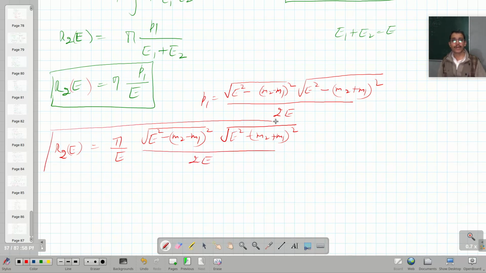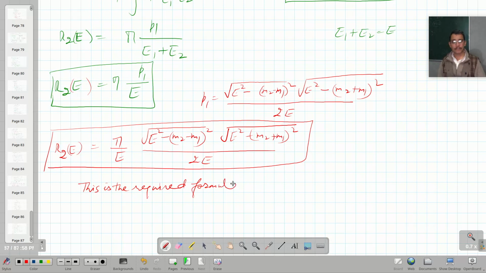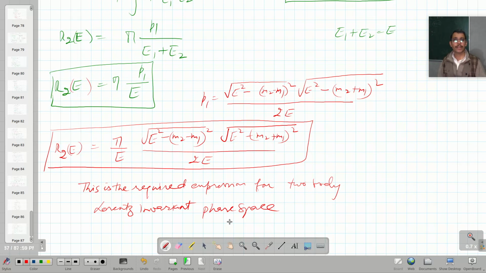So this is the formula, right? So this is the required formula, or the required expression. It's better to write down expression for two body Lorentz invariant phase space. Now the question arises, how do we prove that p1 is equal to this one?